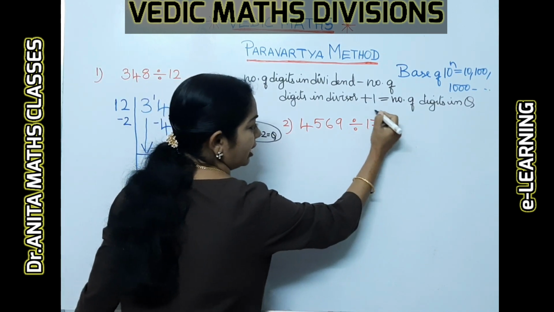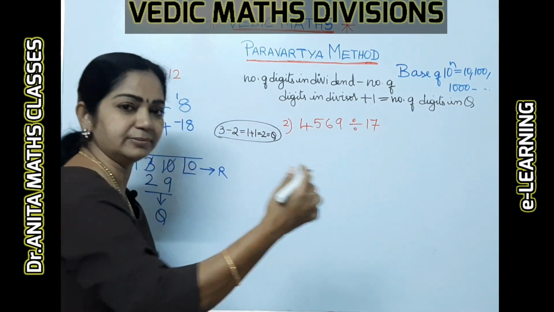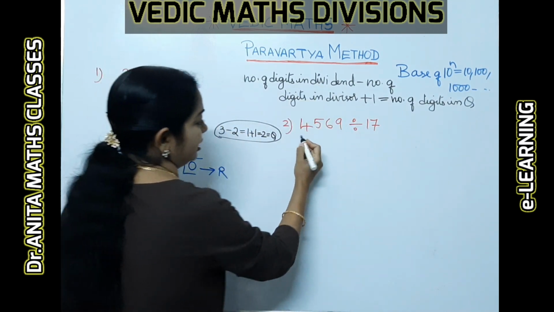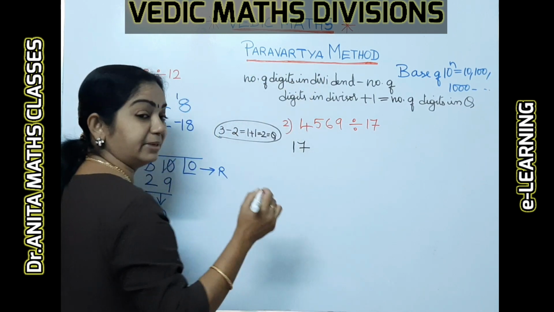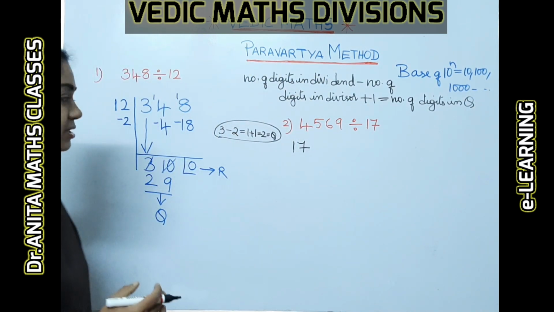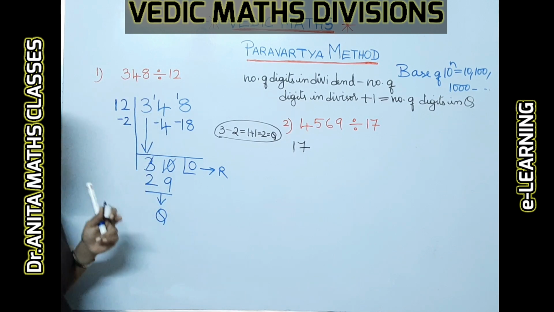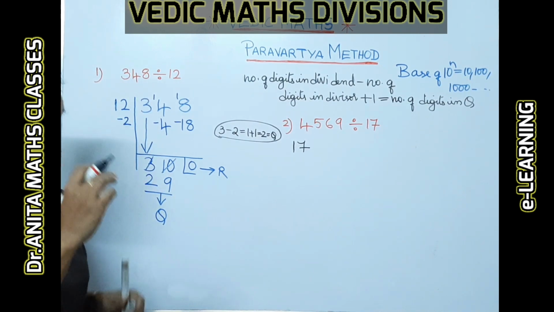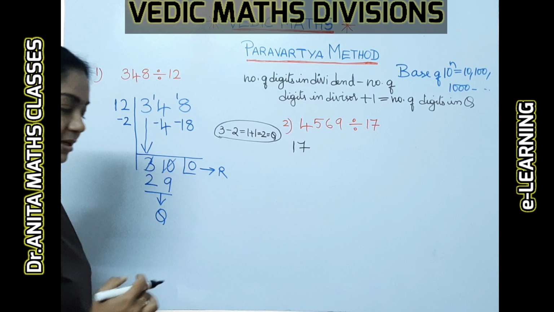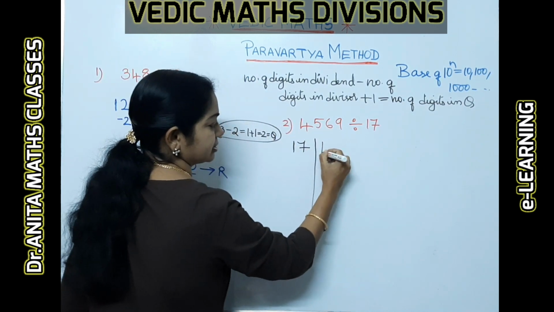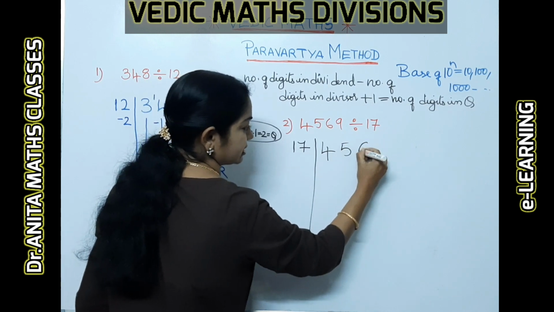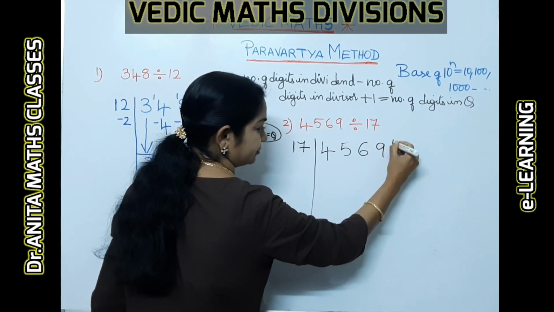This is also a number just above the base 10, so this Paravartya method works. Paravartya means transpose, and now we are using the transpose here. In the Nikhila method, we were using the complement, isn't it? So that is the Nikhila method. Here we are using the transpose. 4, 5, 6, 9. Let's start.